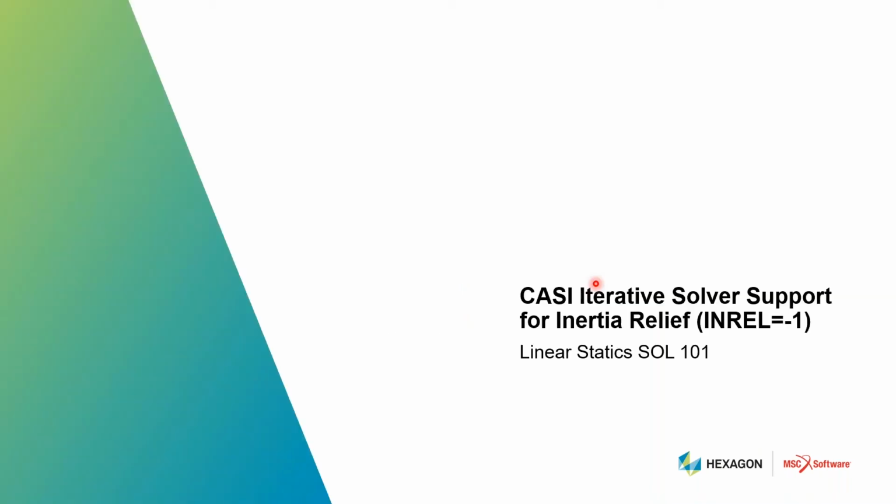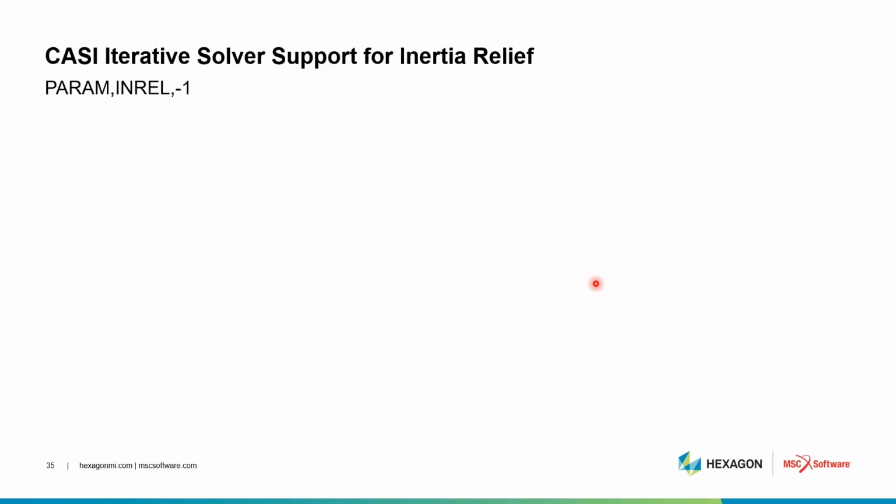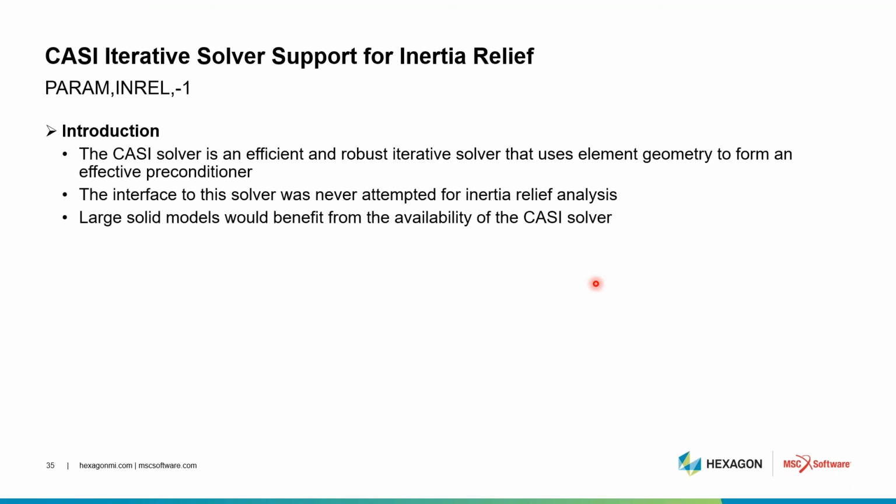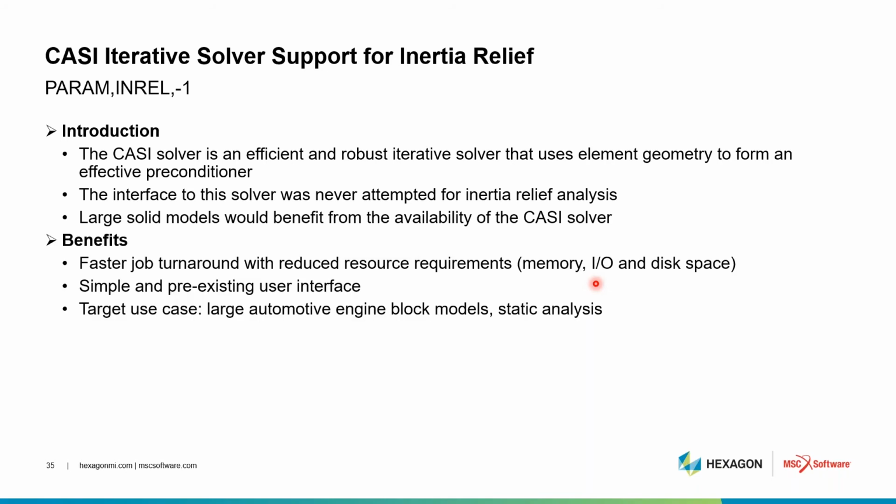Moving on, CASI Solver support for inertial relief, parameter -1 for solution 101. CASI Solver is an efficient and robust iterative solver that uses element geometry to form an effective preconditioner. This solver was never attempted for inertial relief analysis before, so we have added that, and large solid models would benefit from the availability of CASI Solver.